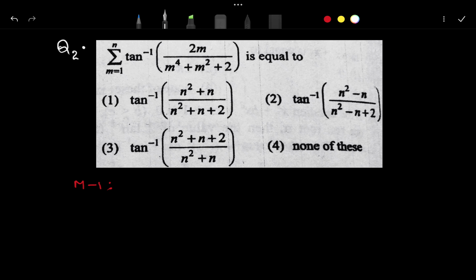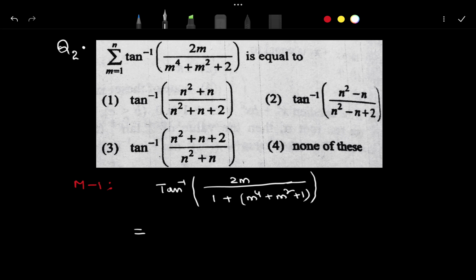Now you convert, already it is tan inverse of something. So here, tan inverse of 2m, whole divided by, you can write the denominator as 1 plus m to the power of 4 plus m square plus 1. So by writing this expression, there is no change in the value.